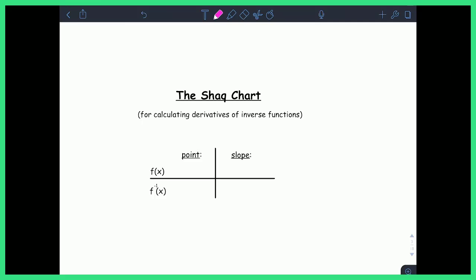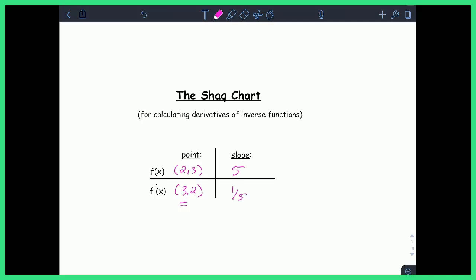I've invented something called the shack chart, and this is going to help you stay organized when finding the derivative of inverse functions. For example, suppose the point (2, 3) is on the original function f of x. Then we know by default of what an inverse is that on the inverse, (3, 2) will be a coordinate on there. So suppose at the point (2, 3), the slope of f is equal to, I don't know, let's say 5. What we then know is the inverse slope of f at x equals 3 is actually equal to the reciprocal of 5, which is 1 over 5.